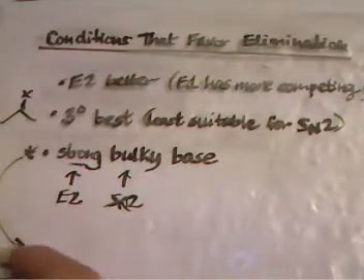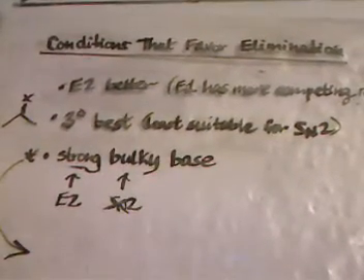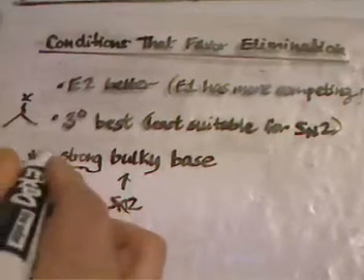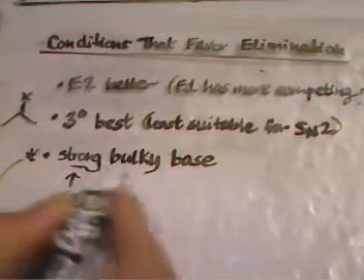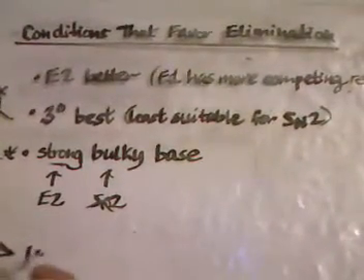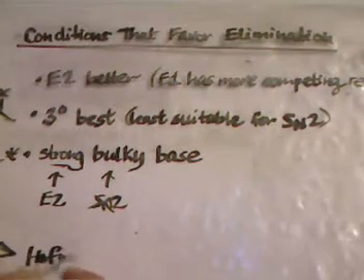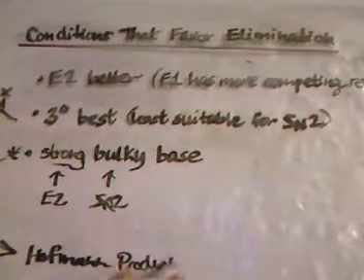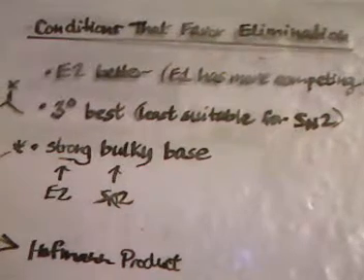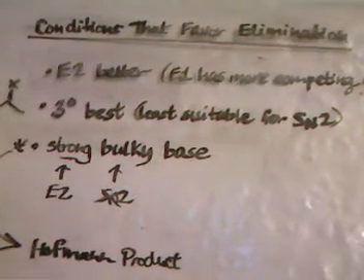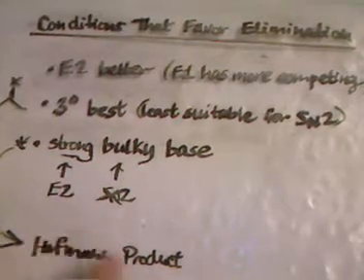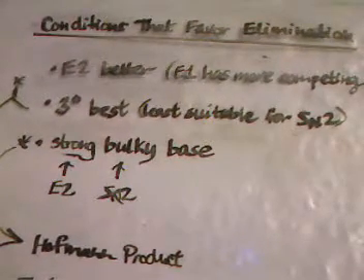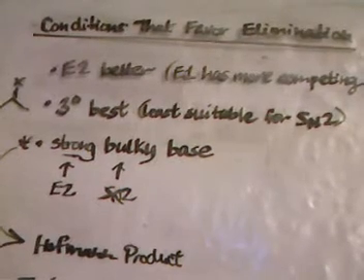And the most important thing that I want to add to this point is a strong bulky base also facilitates the making of a Hofmann product, which is also called the anti-Zaitsev product. So we have learned previously that most eliminations follow the Zaitsev rule and form the Zaitsev product, which we can review.